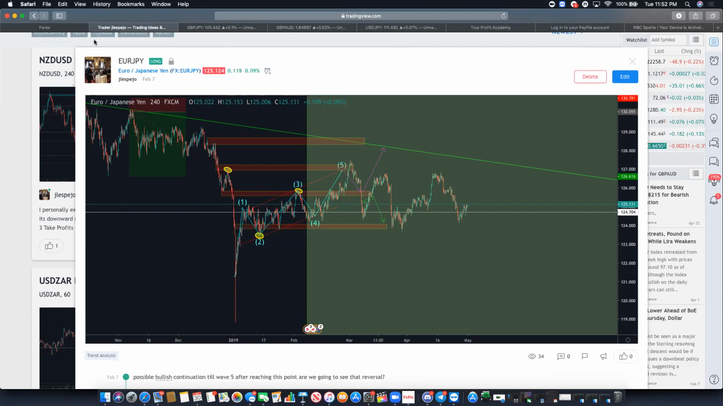Think of it as if Apple Maps gave you the direction to somewhere and Google Maps gave you that same direction, but it got you there and it took more time, right? Think of it like that. Now, from the 2nd wave to the 3rd wave, that push to the upside should be the longest move of the market.